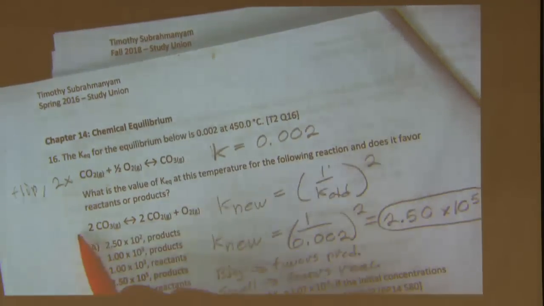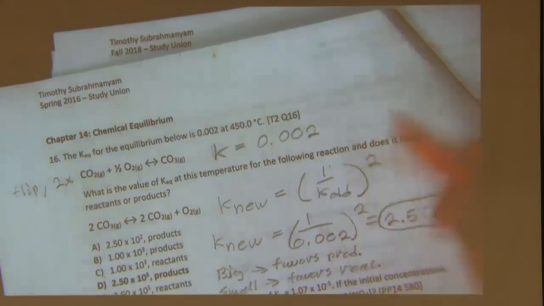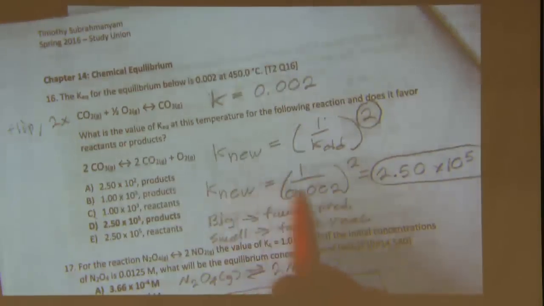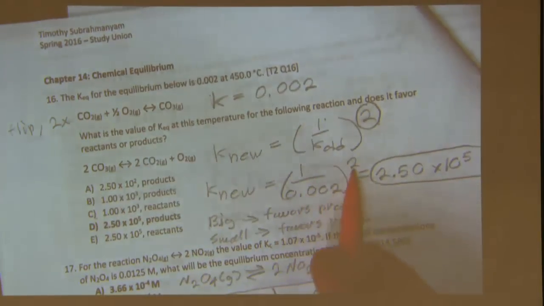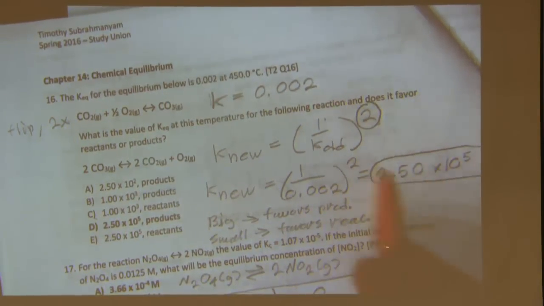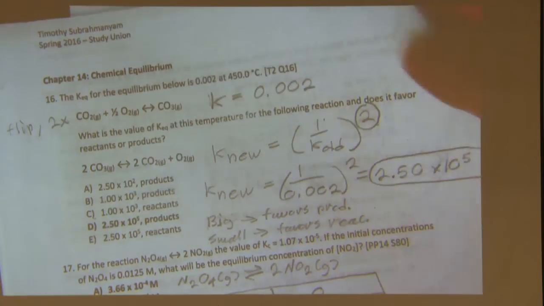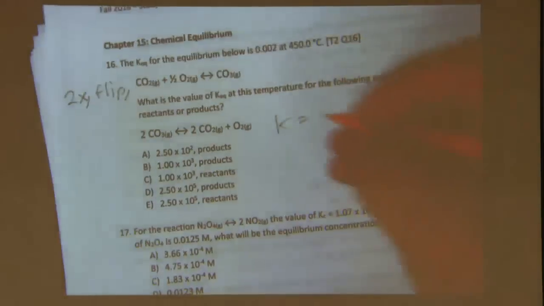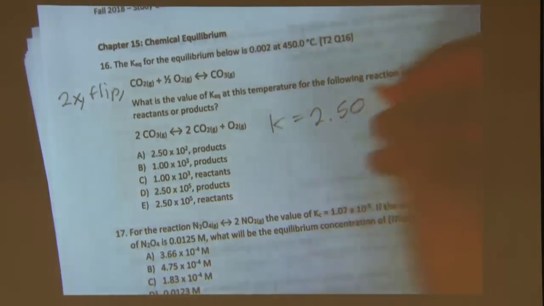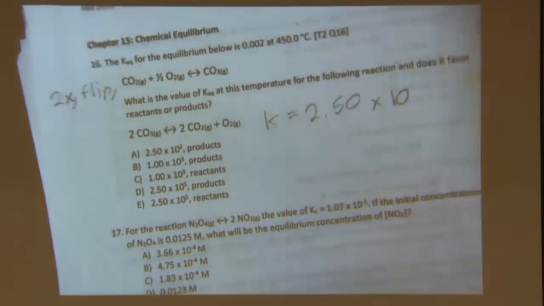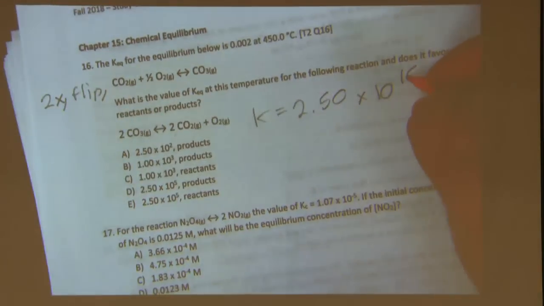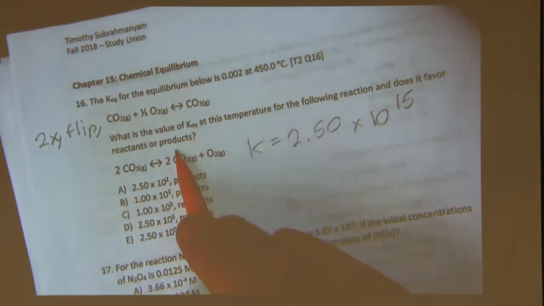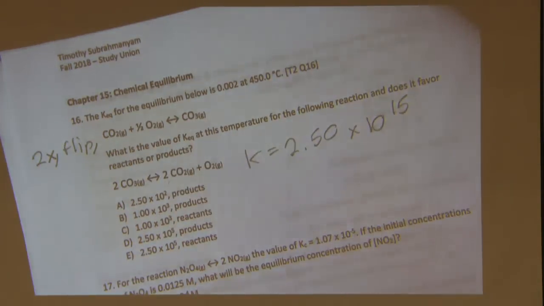And when we multiply by something like 2, we raise that to the power of. Okay? And so when I plug in our old one and just do 1 over it and raise it to the power of 2, I get this value here. The other question is when I get the value, the new K of 2.50 times 10 to the 15. Here the question is, what is favored, reactants or products? And can you guys tell me which one is it?